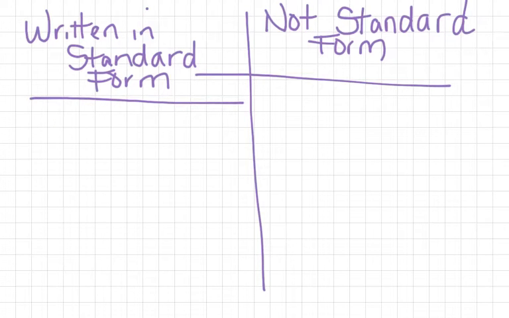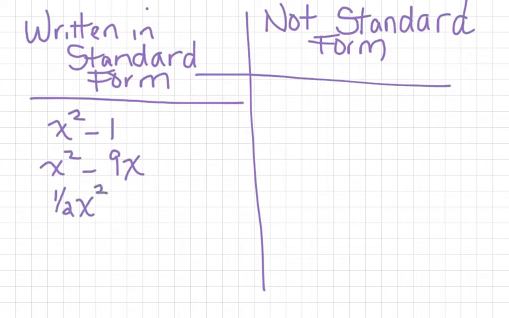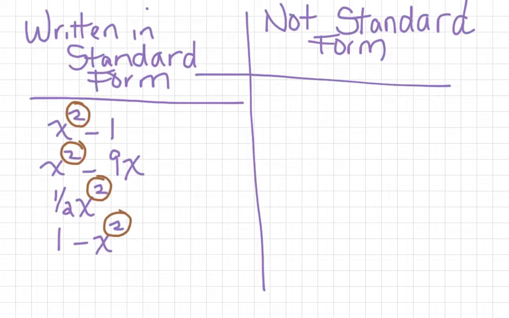So this would be standard form: x squared minus 1, x squared plus 9x, 1/2 x squared, 1 minus x squared. So these are all in standard form. What kind of gives it away? One, I don't see any parentheses. Two, I see my exponent of 2 on every expression that I wrote. And there's no multiplication, meaning I don't see anything shown with multiplication like that.